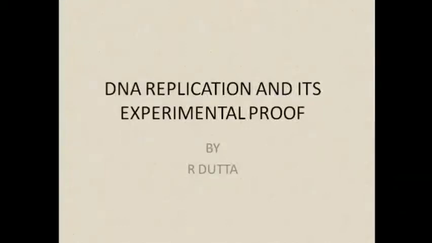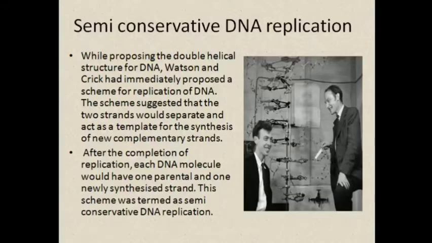Hello students, in this video we discuss DNA replication and its experimental proof. So Watson and Crick proposed the double helical structure of DNA. While proposing the double helical structure, Watson and Crick immediately proposed a scheme for replication of DNA.